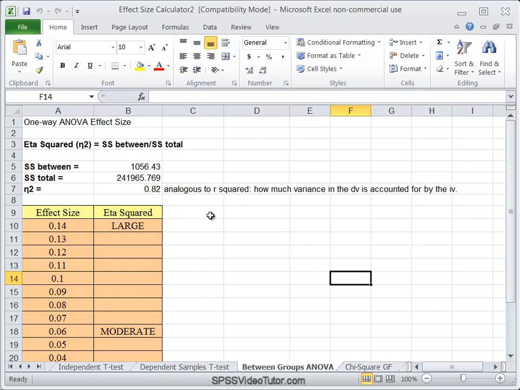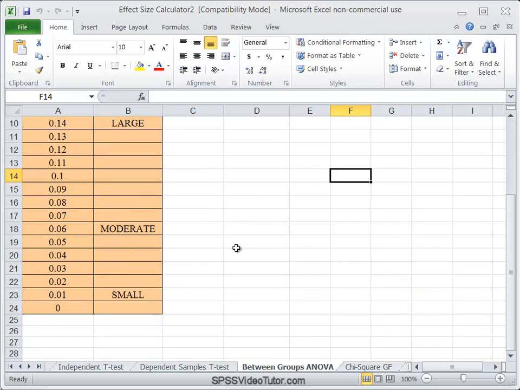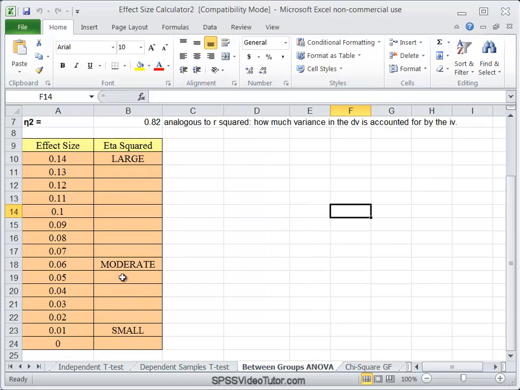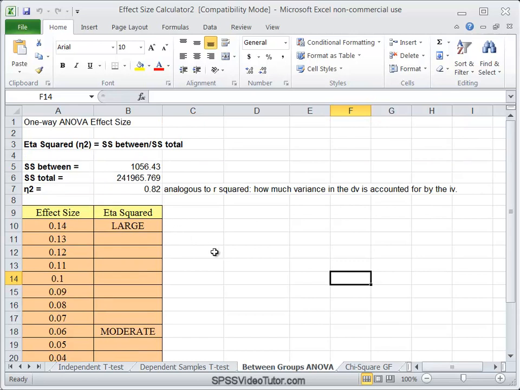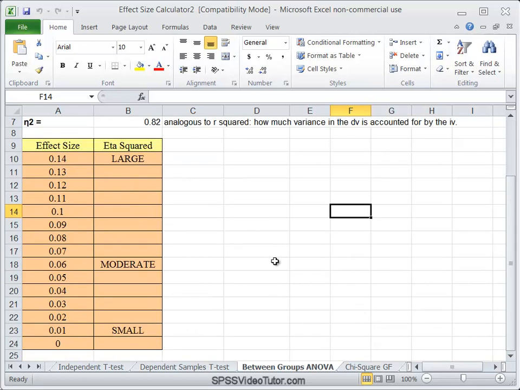Okay, this is analogous to the r squared. All right, so in order to get the percent of variance explained, you simply move it 2 decimal places to the right. All right, so anything under 0.06 is considered small. Anything between 0.06 to 0.13 is considered moderate, and anything 0.14 and above is considered a large effect, and we have 0.82. Okay, so that is essentially how you write your results section.